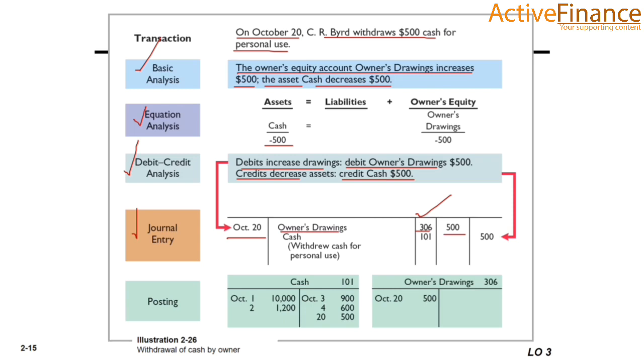So if cash decreases, we will record it on the credit side. And now the last step, posting. Here we will record 500 on the credit side of cash, and it will reduce the balance. So we will open a new account titled owner's drawing, and this is the reference number on October 20. If drawings increase, they are recorded on the debit side, so we will add 500 on the debit side.